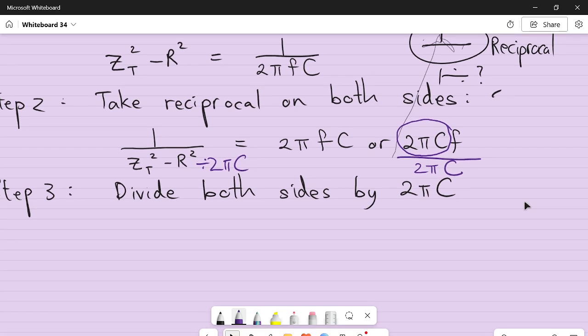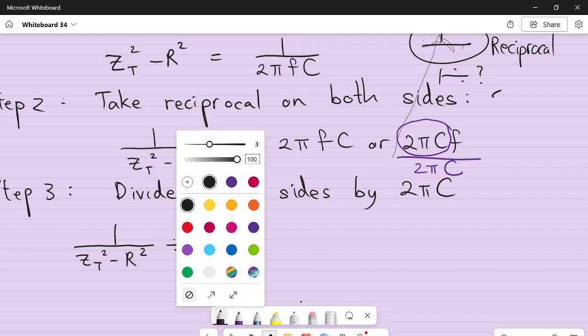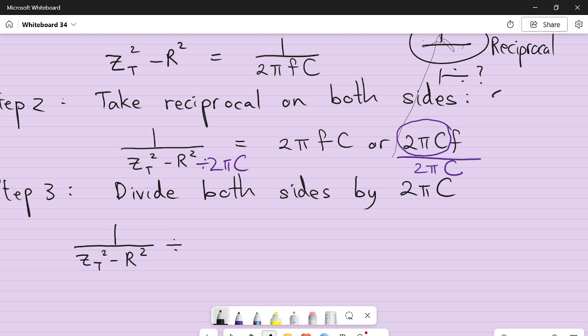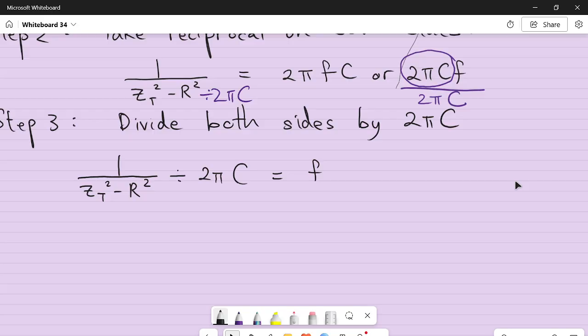1/2 squared minus r. I do this slowly, so I think some of you might get it. So I'm going to do it like this term, then divide by 2 pi c, right? Is equal to f. Okay, that's it. You can just leave it like that. That's not hard. Yeah.